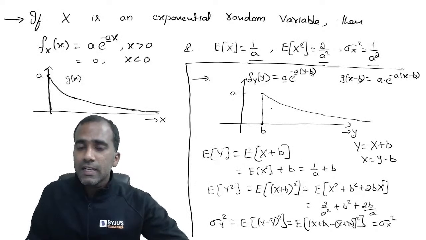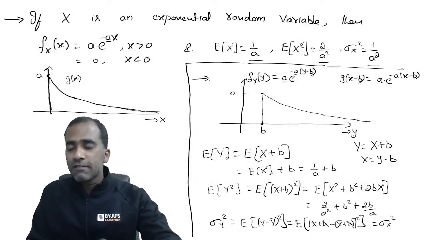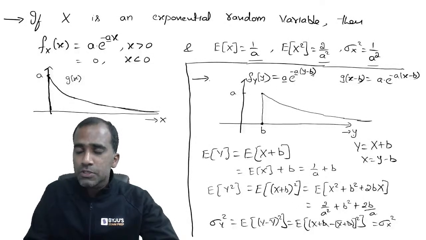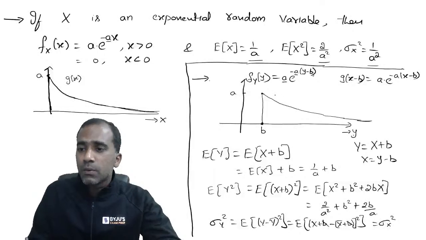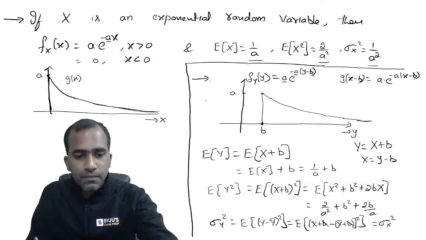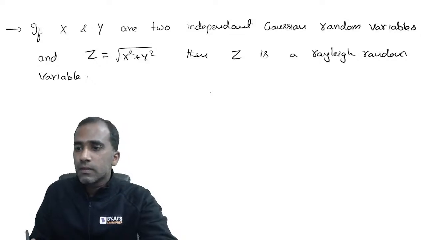So any exponential PDF shifted this way or that way should be a very easy thing to deal with. The relation between moments we can establish, and you can write the equation of the PDF. If you want, you can take some other example where the exponential PDF starts at some place and try to write the equation of it with a different height. That will give you confidence.